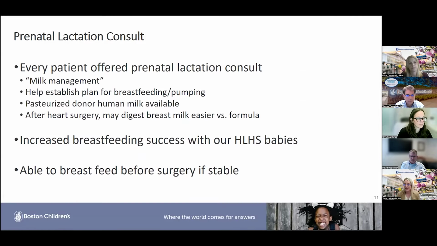If you are planning to breastfeed before learning about your baby's heart condition, this is still possible. Every family is offered a prenatal lactation consult, which can be helpful whether you plan to breastfeed, pump, or provide hospital-supplied donor milk to your baby.